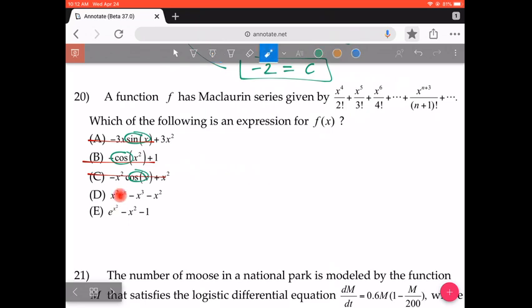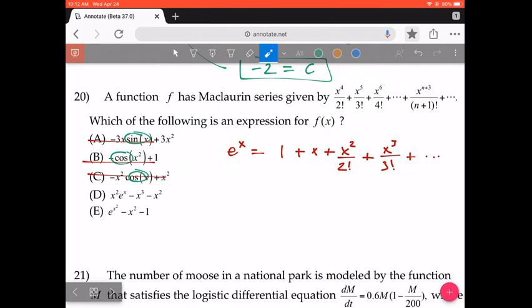If I look at both D and E, they both have an e to the something in them. And we do know that the Maclaurin series for e to the x is 1 plus x plus x squared over 2 factorial plus x cubed over 3 factorial, and so on and so forth.